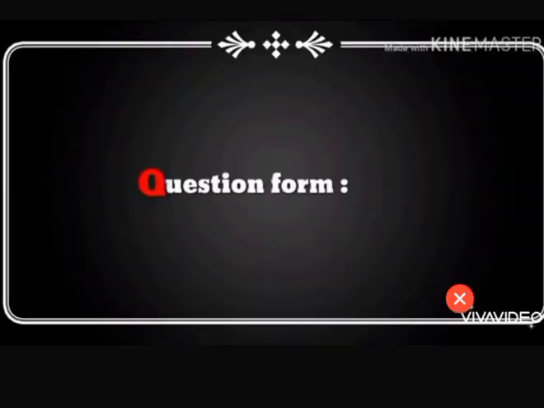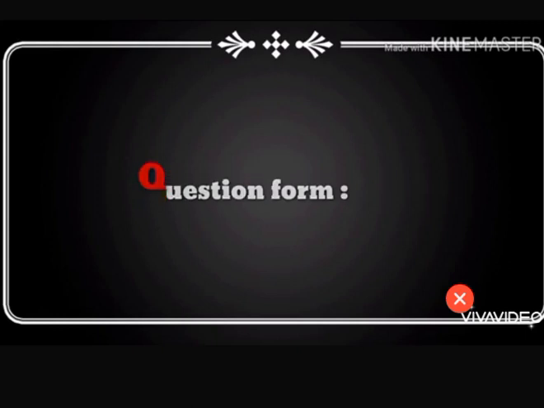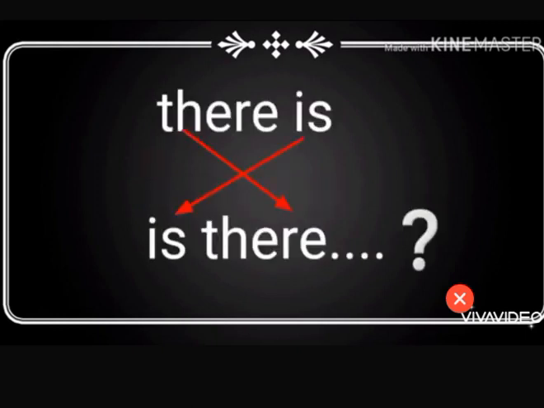In the question form, how can I make a question with there is or there are? I'll exchange between there and is. I'll put is in the front and there second. For example, if I want to ask about an apple, am I asking about an apple or more than one? I'm asking about one apple. So I'll use the form is there. Is there an apple? Is there an apple?